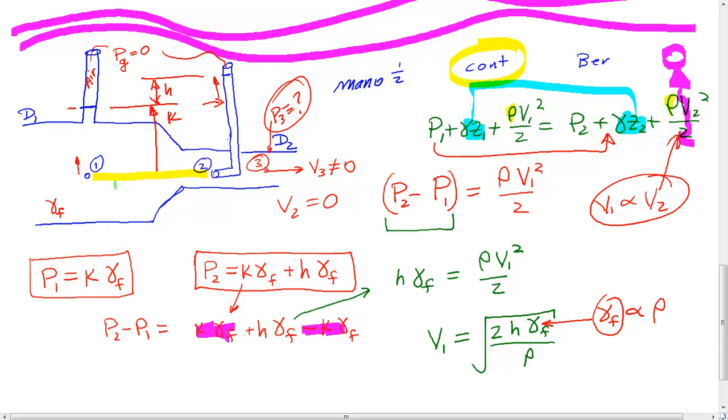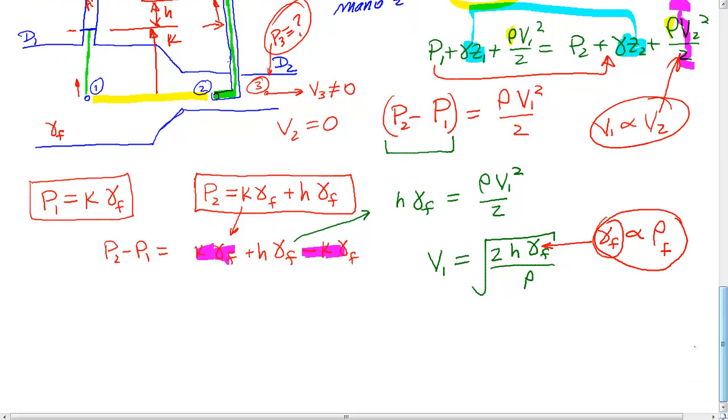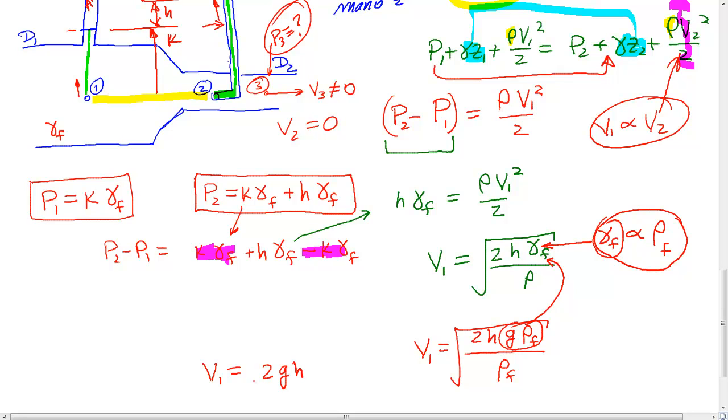So when I wrote, say, P1, I was going up through here. And then I stopped at that interface. I wrote for P2, I came across and up through the top right there. It just so happens that I could have put the F here, so these are actually related by G. So I can go one more step. G, rho of the fluid, because this is the same thing. And so what I get finally is V1 is equal to the square root of 2GH. That seems pretty familiar there.